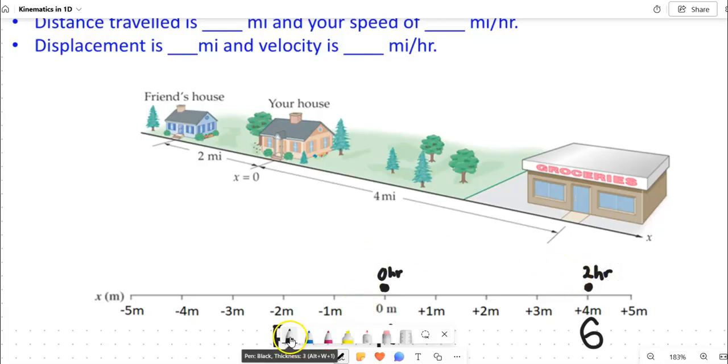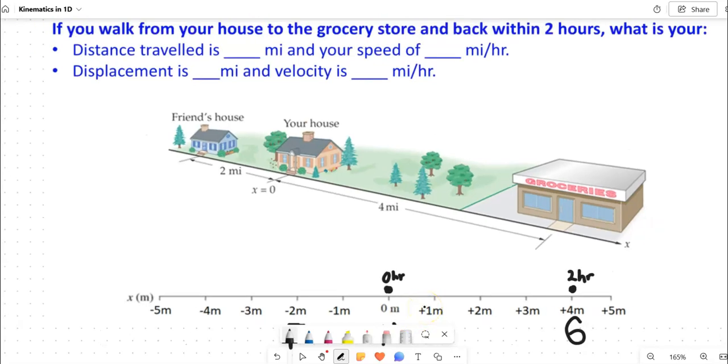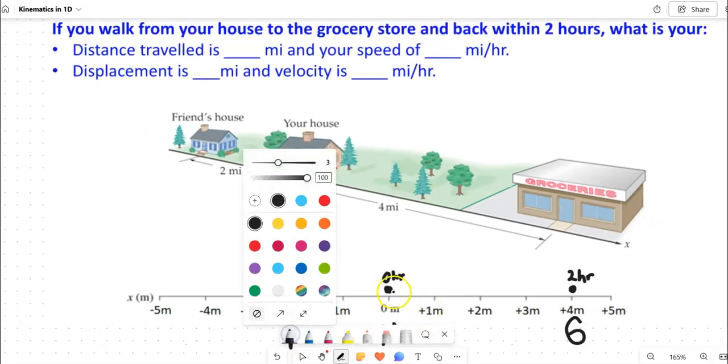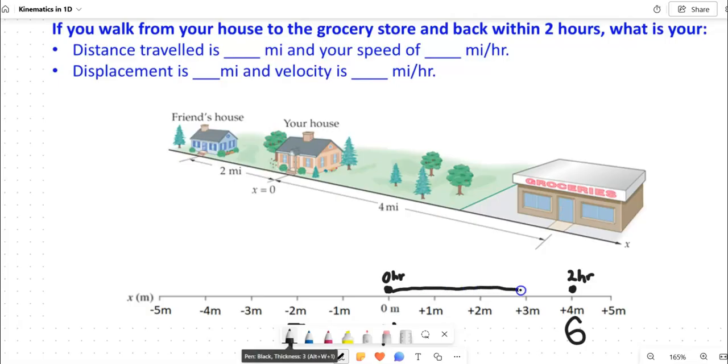So you walk to the grocery store, and I'm going to just say this, it's going to take you 1 hour to get to the grocery store. Because if you're like me, you like to take a long time to walk. 1 mile an hour. That's very long. Anyways, so that means you walked to the right. Your final position is 4 miles to the right.